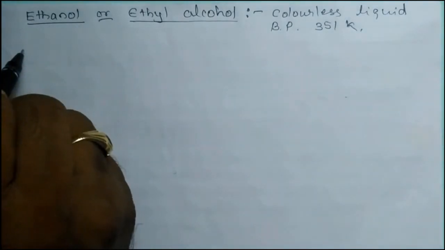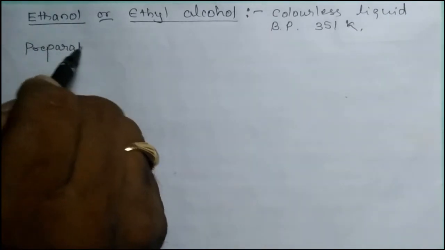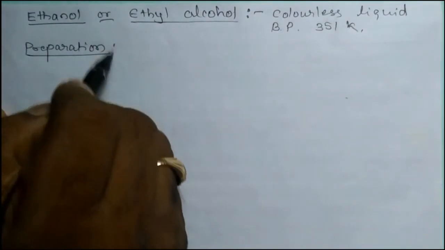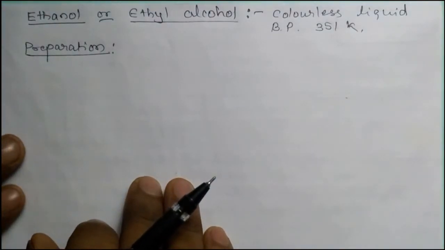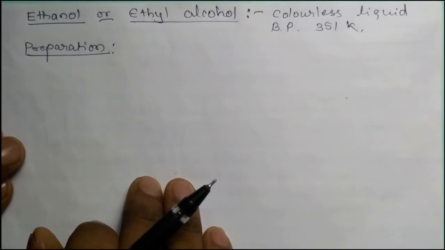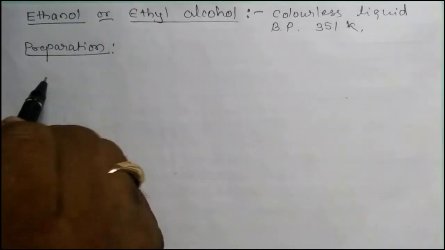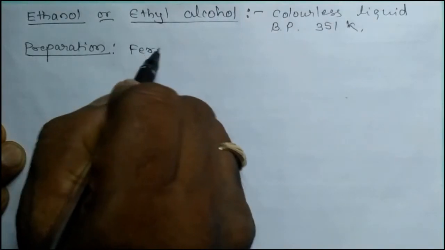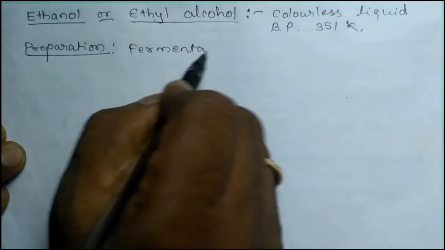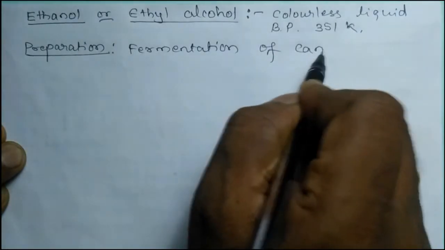Now let us discuss its preparation. Ethyl alcohol is commercially obtained by fermentation of cane sugar.